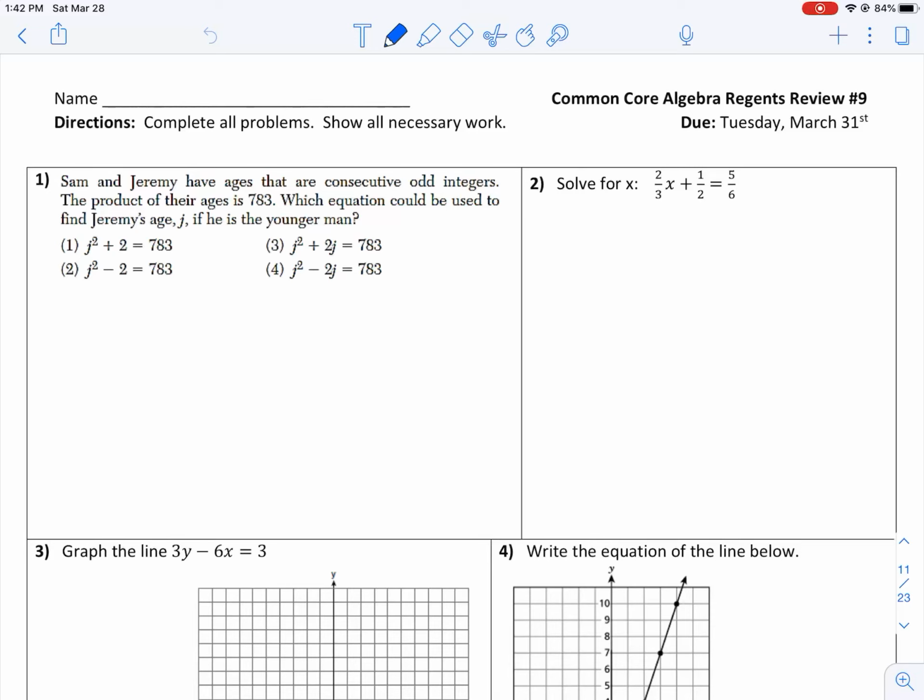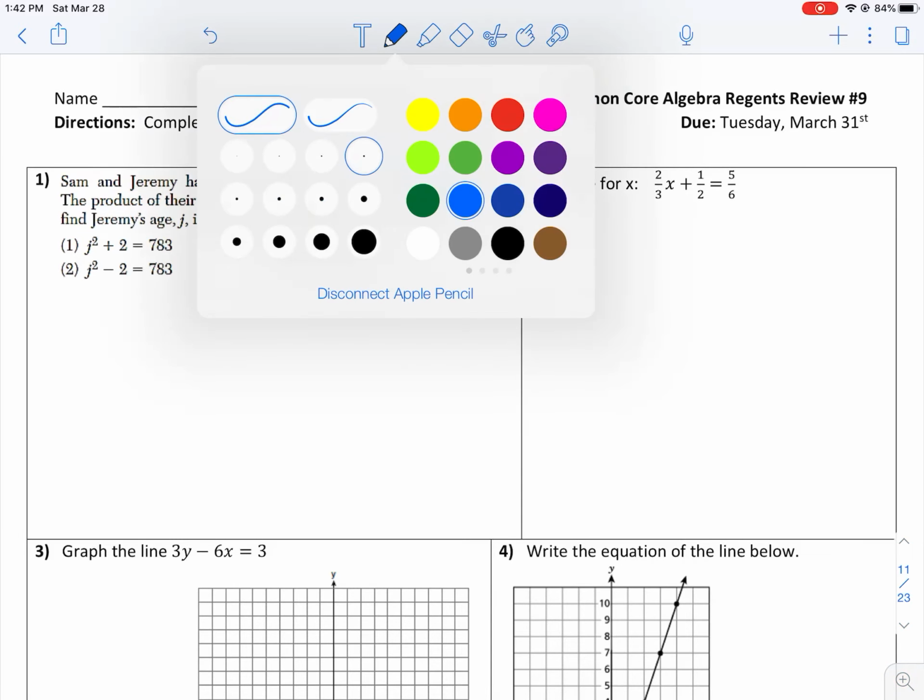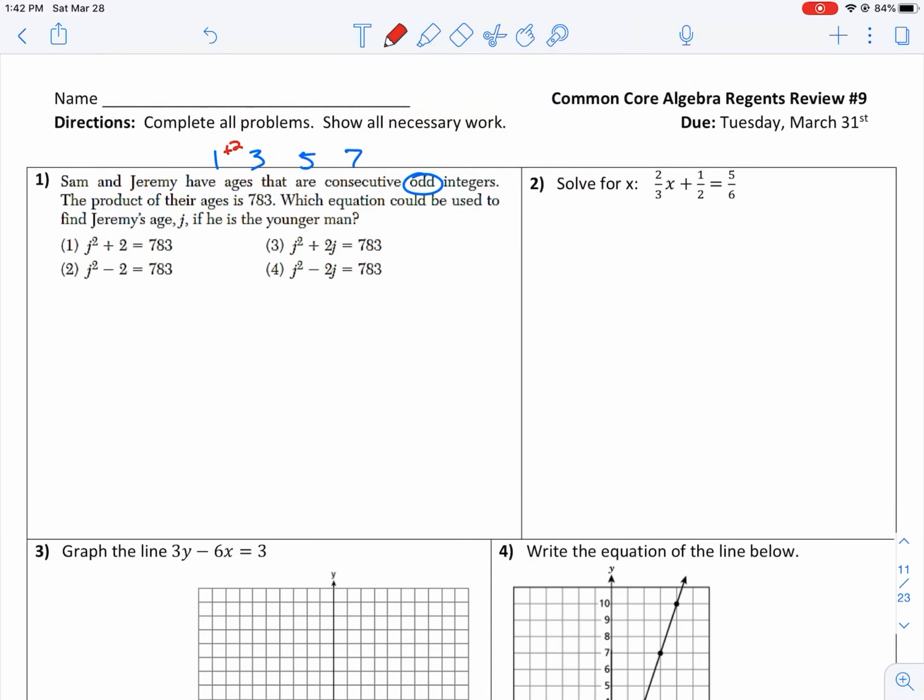Alright, here we have Regents Review number 9. So question number 1 says Sam and Jeremy have ages that are consecutive odd integers. So remember, if we're talking about odd, that's like 1, 3, 5, 7. So in order to get to each one, we would have to add 2. 3 plus 2 is 5, 5 plus 2 is 7.